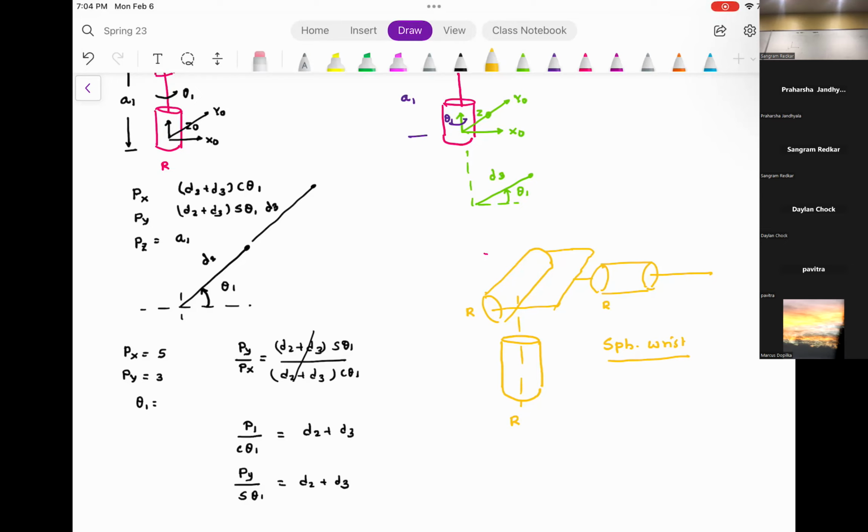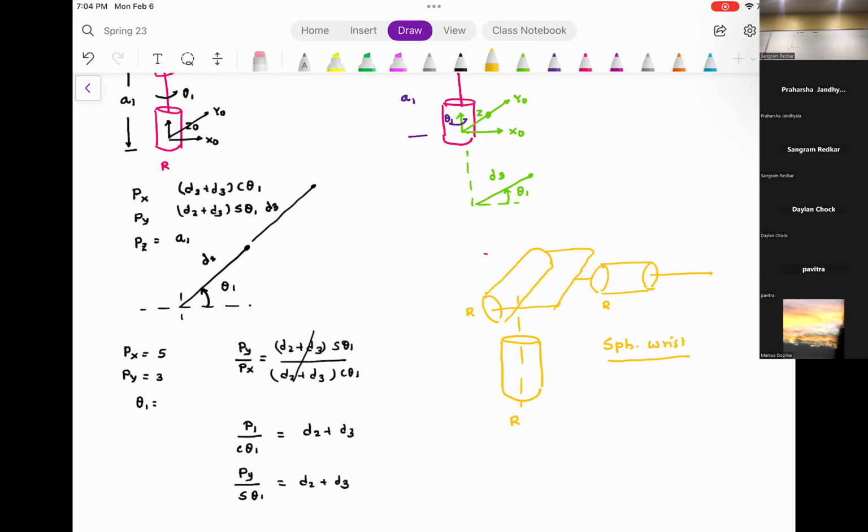Now, if you look at your Puma robot, which is one of the homework problems, the very first robot that we saw in the last class, R parallel to R, perpendicular to R. Combine that with a spherical wrist and you get your Puma robot. Everyone understood this? Not about the Puma. What about the Puma robot?